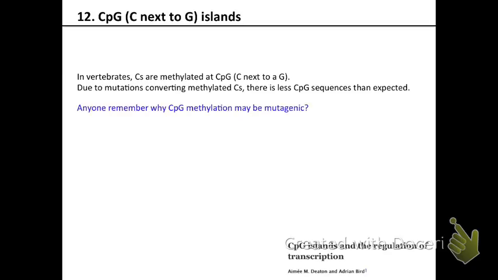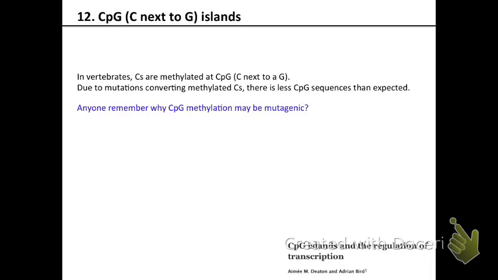Anyone remember why cytosine methylation can be mutagenic? You guys studied the lectures, right? Deamination. Because when it deaminates, it's going to convert into a T, and if the repair pathway doesn't catch it on time, it's going to be converted in the second round of replication. It's going to mutate. Now, throughout the evolutionary time scale, which is going to be millions of years, for each vertebrate species, the number of C's in the genome is going to reduce.